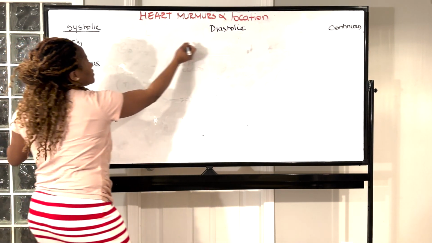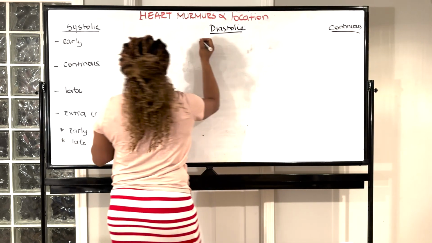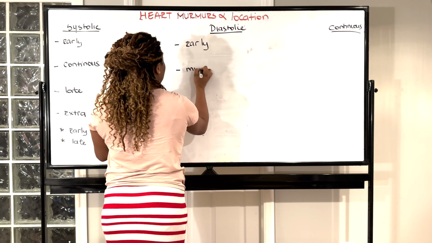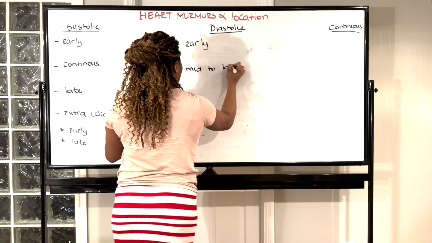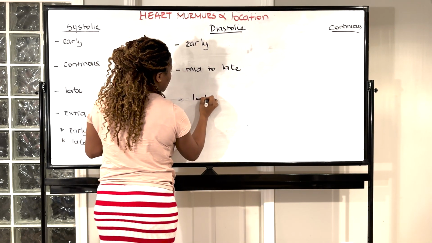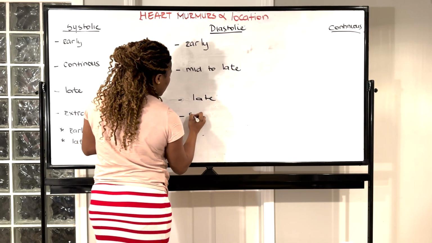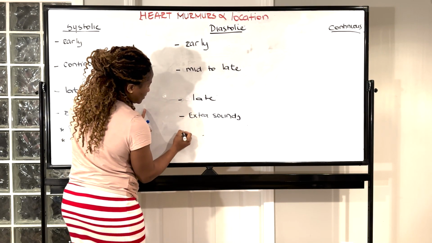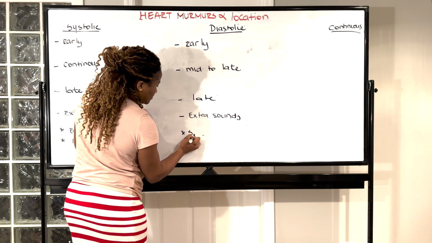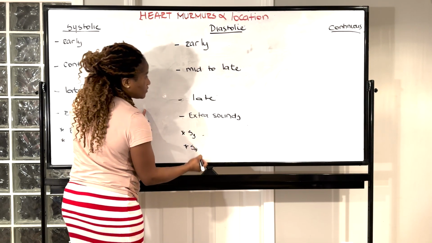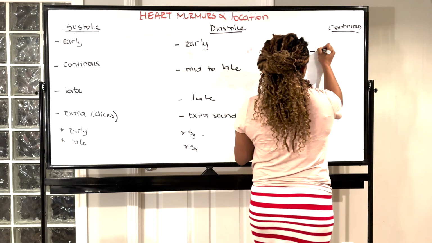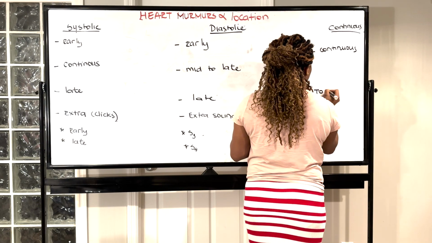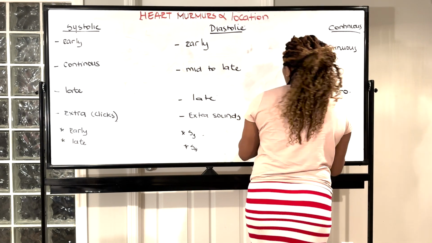So during diastole, we're going to have early diastole, mid to late, late diastolic, and then we're going to have extra sounds. These extra sounds are going to be S3 and S4. And then continuous here, we're going to have continuous 2 and 4.